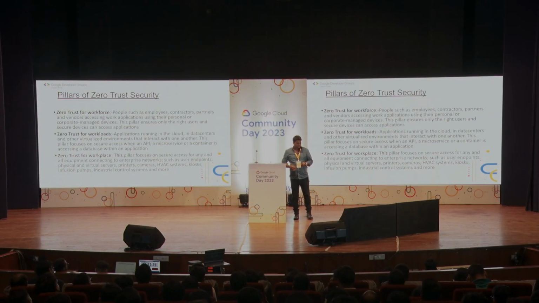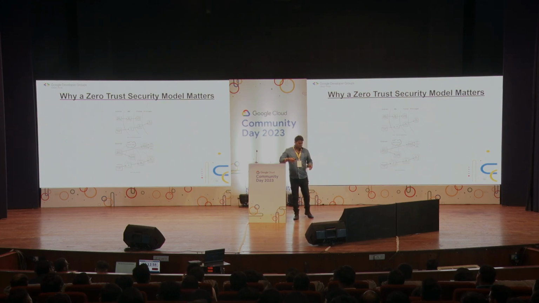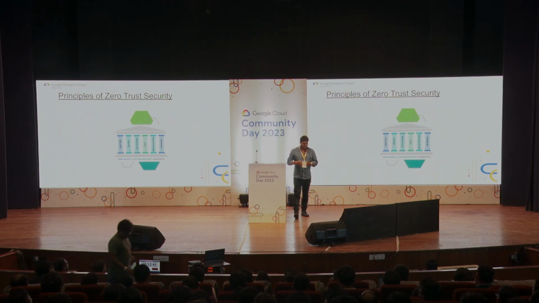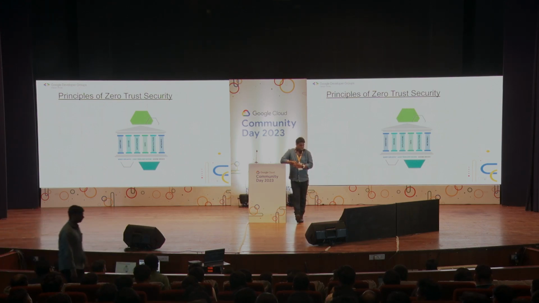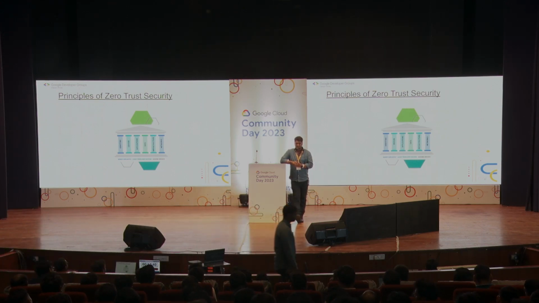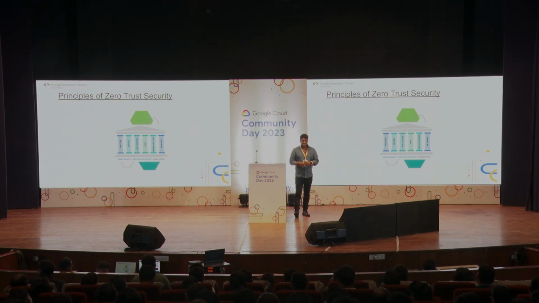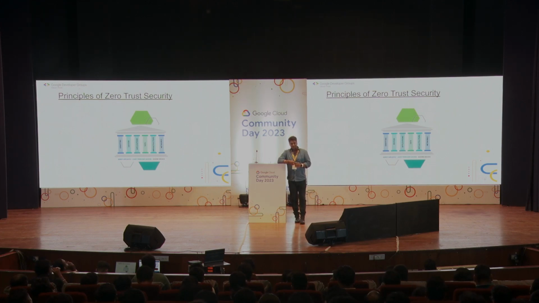If you look at it in more detail, verify explicitly is all about identity and devices. Least privileged access is more about how you are dealing with or accessing your applications and data, and assume breach is more correlated with your network or your infrastructure.